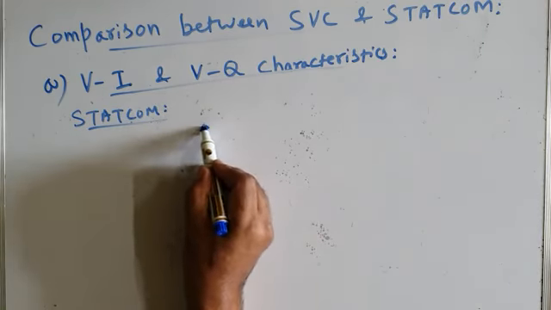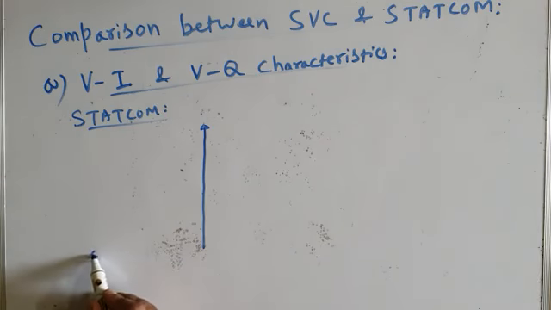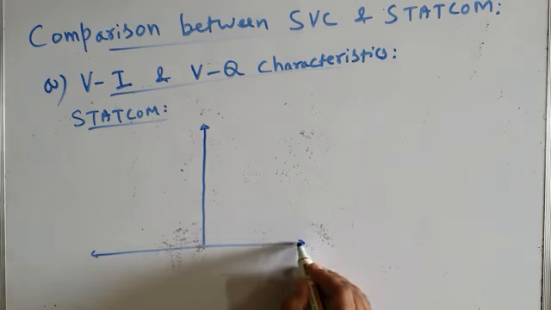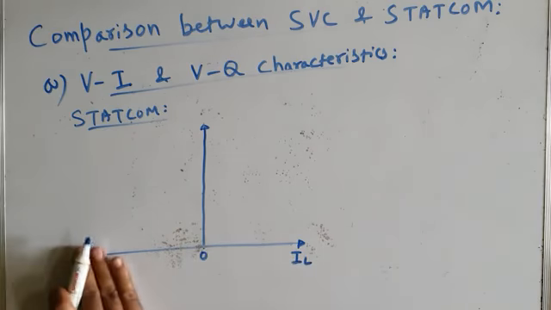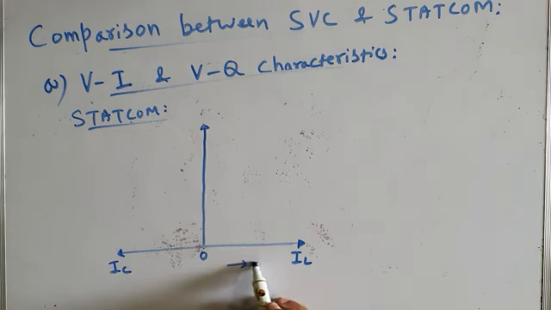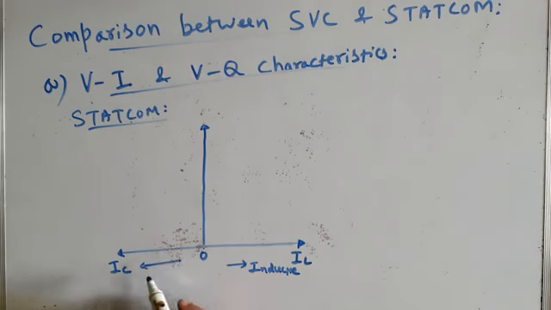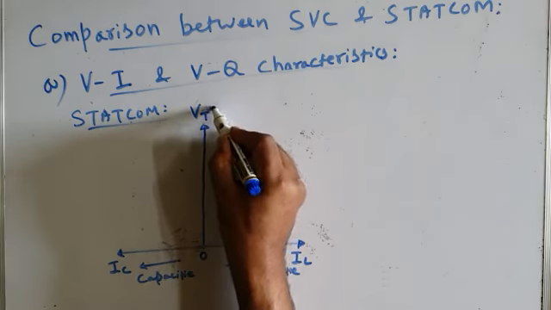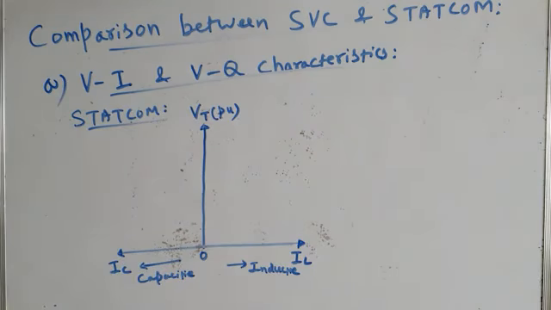So first of all, I am drawing VI characteristics on this graph. This is inductive current IL. Along this axis we have inductive current. That means STATCOM is operating in the inductive region, and along the other axis it is operating in the capacitive region, IC. So this is the inductive region of operation for STATCOM. I will write here inductive, and along this direction the same STATCOM is operating in the capacitive mode. And this is the bus voltage VT, and let us take this in per unit.